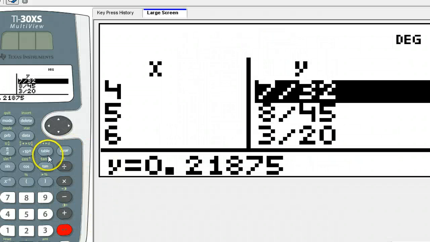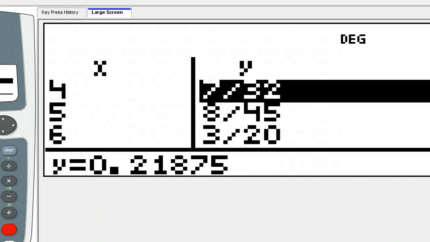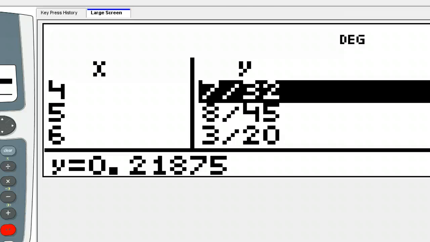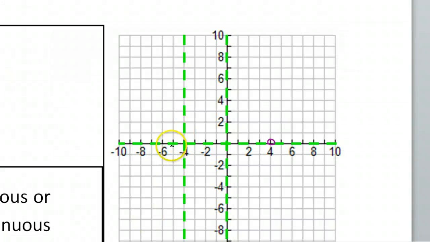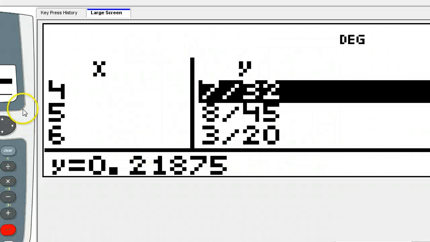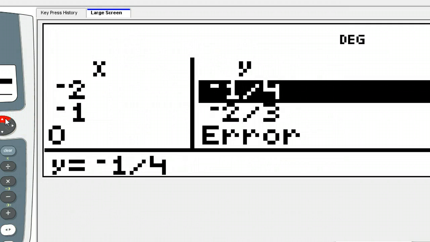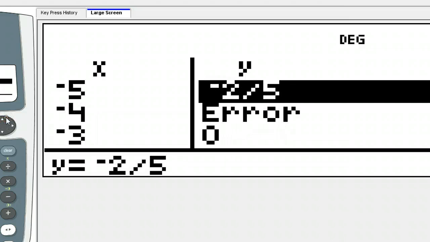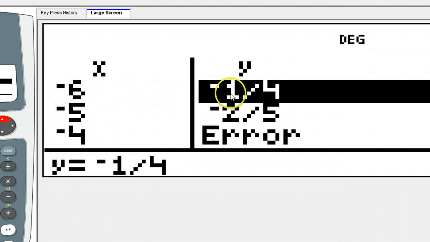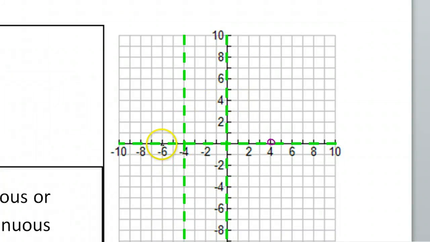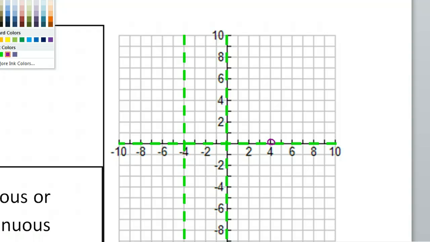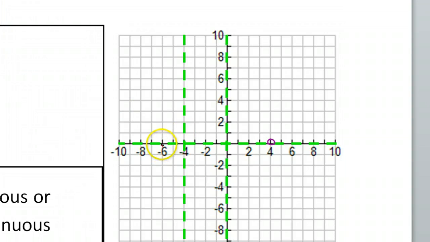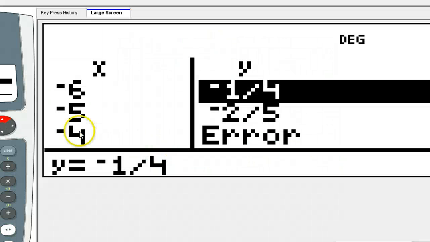If I look at the table, I've already got a bunch of good things happening here. Let's start off at negative 6. I like to go left to right. At negative 6, we're at negative 1/4. So that's just a quarter of a square below the line. It's like right here. What about negative 5? I'm at negative 2/5.